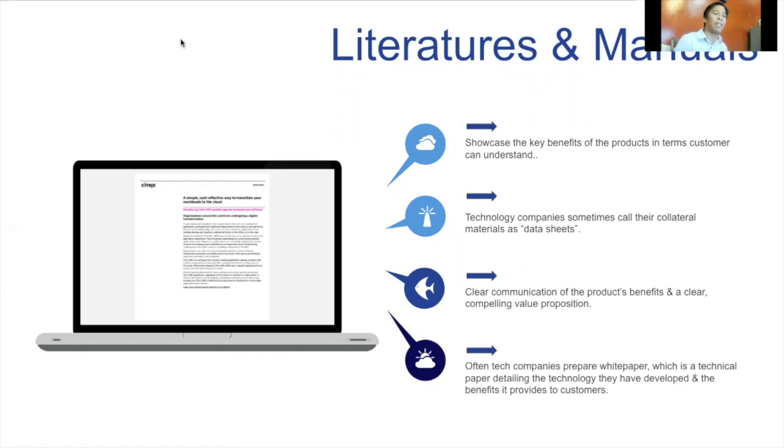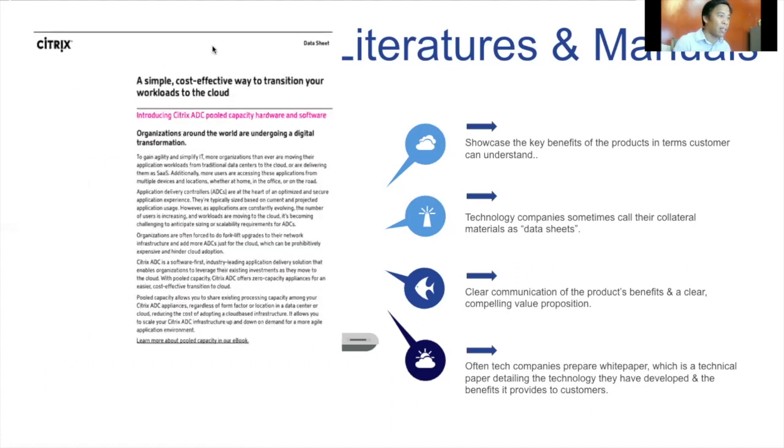These showcase the key benefits of the products in terms of customer can understand. Sa mga technology companies, sometimes called their collateral materials data sheets. So parang ganito. May mga data sheets talaga yan. Ito sa Citrix, favorite kong product. So ito yung minamanage kong product sa company. Citrix. So ganyan yung mga data sheet nila.